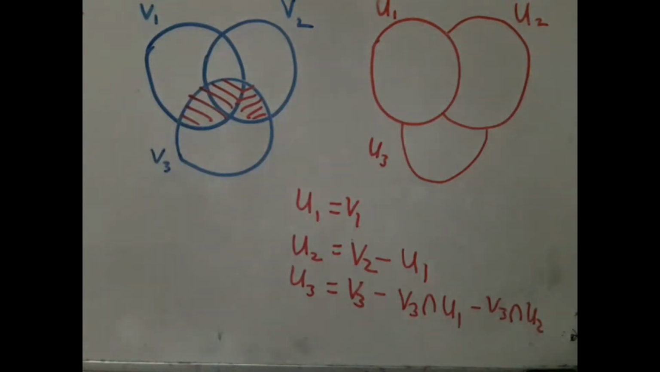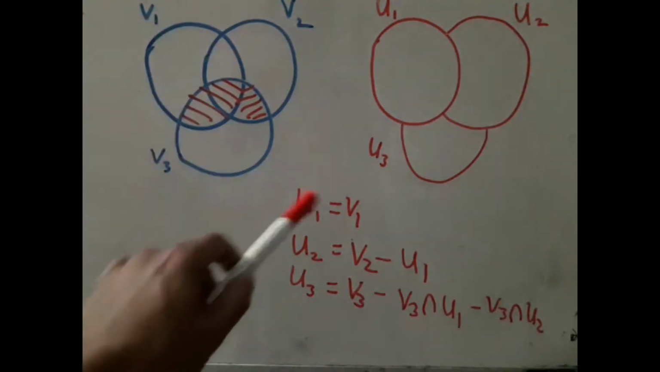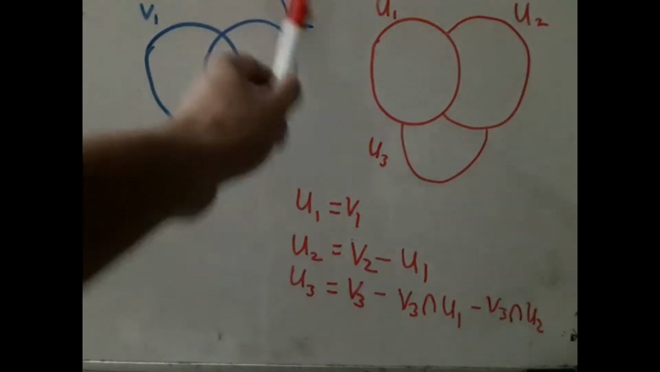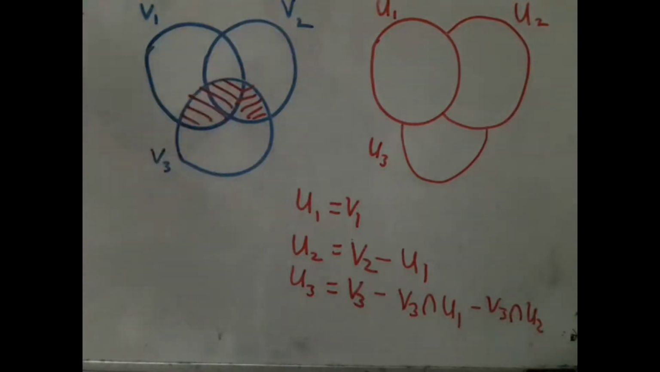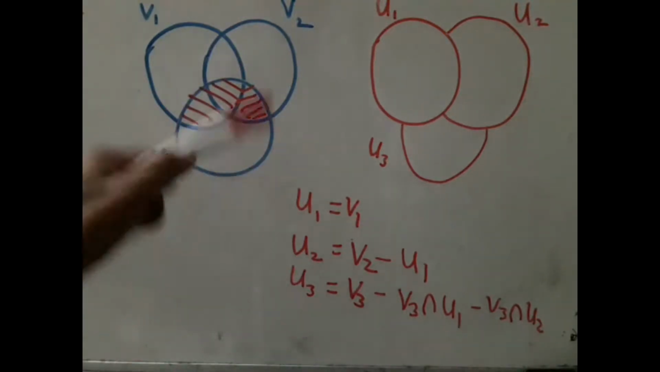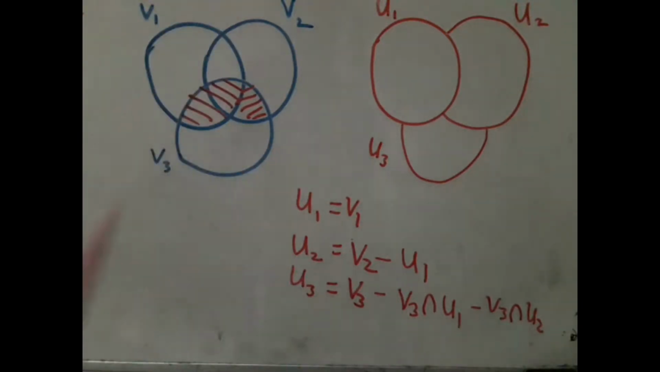And the way we proceeded is exactly what we do in the Gram-Schmidt process. We take the first one unaltered, then we take the second one, subtract from it whatever is already taken care of by the first one, then take the third one, we remove whatever is taken care of by the first two, and we can go on and on like that.